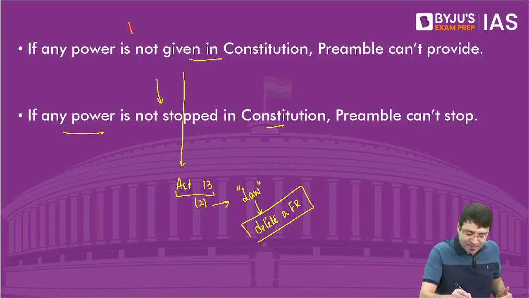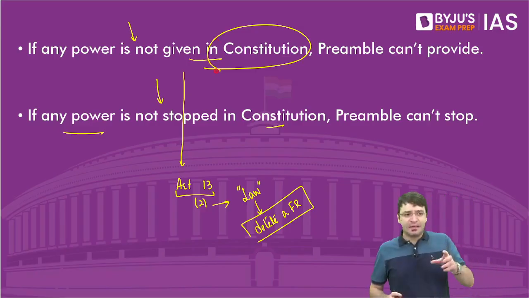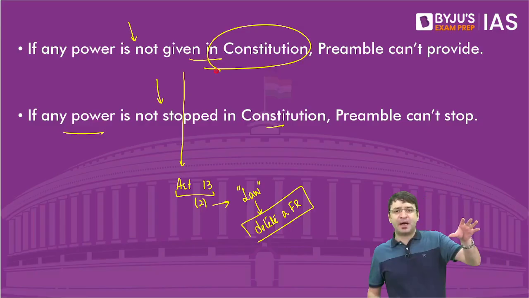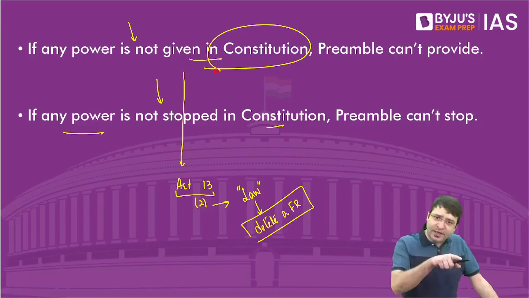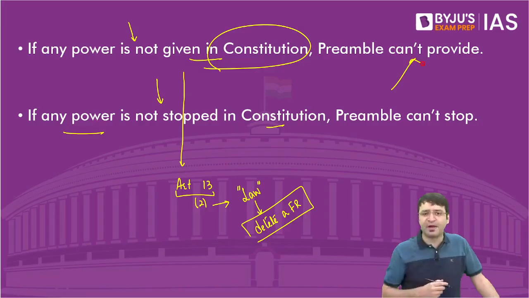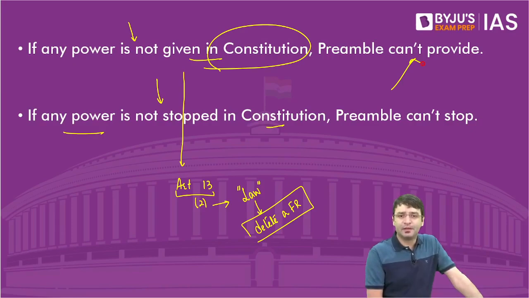That means some power is not given in the Constitution. What is that power? Power is not given to the Parliament to delete a fundamental right. If this power is not given by the Constitution, preamble also cannot provide. In a sense, can tomorrow the government say that we can delete all these fundamental rights? The court will ask how? This is not the power given to you in the Constitution. The government can say, but look at the preamble.